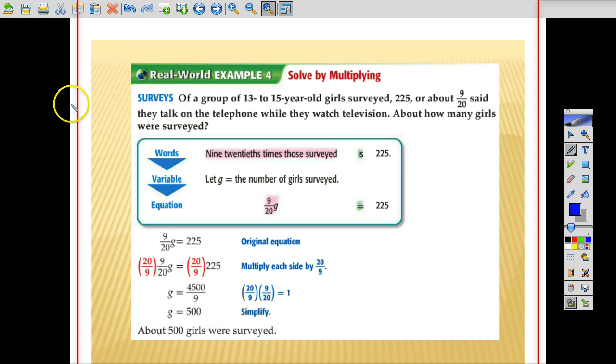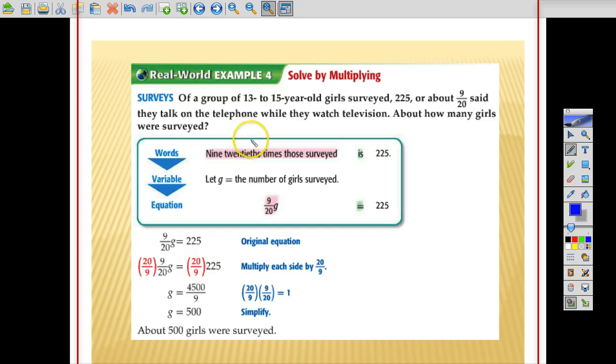Okay, solve by multiplying. Here's a real world example. Surveys. Of a group of 13 to 15-year-old girls surveyed, 225, or about 9 over 20, said they talked on the telephone while they watched television. About how many girls were surveyed?